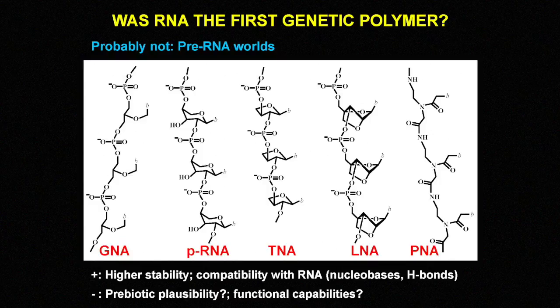So RNA was probably prior to DNA, but was RNA the first genetic material? Probably not.